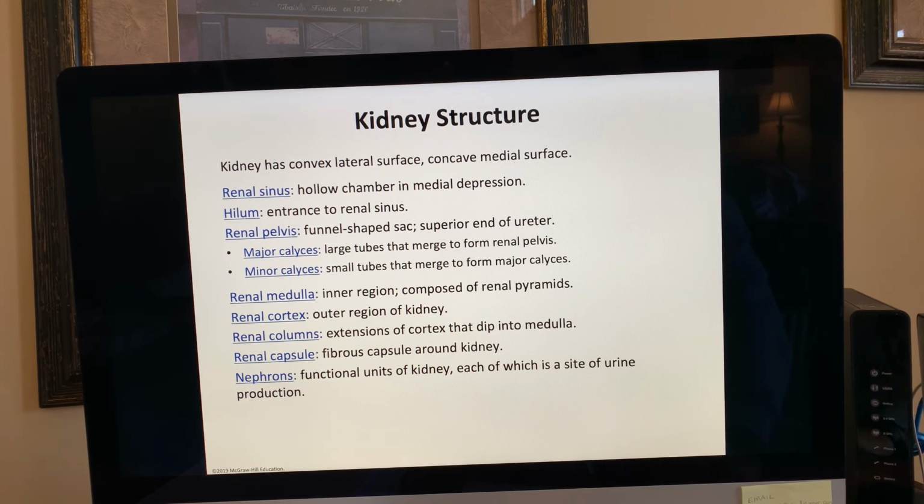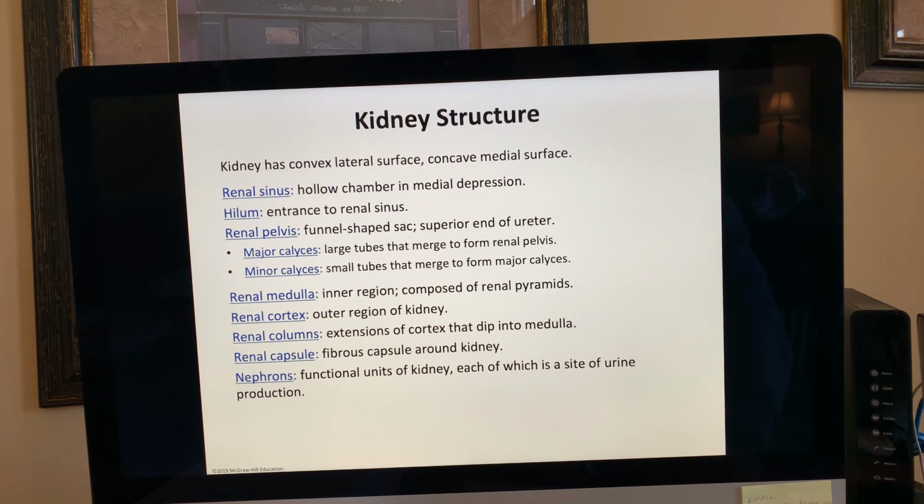Several words to describe regions of the kidney. The hilum is the indented region on the medial aspect of the kidney where the renal artery and the renal vein enter and leave, and the ureter leaves and descends down to the bladder. The renal pelvis is, again, an open cavity in the center of the kidney near the hilum.